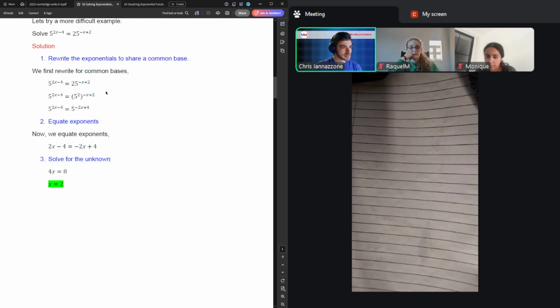Anything to clarify there? Because part of this will require you to understand your index laws decently enough. All good so far? Cool.